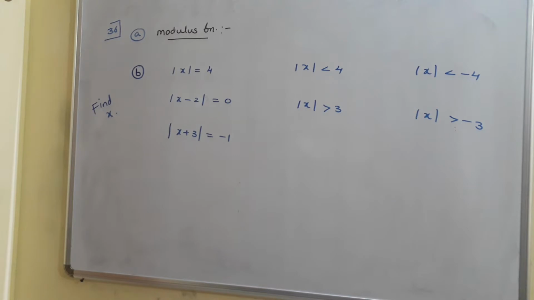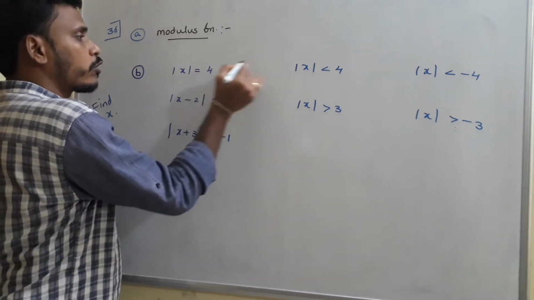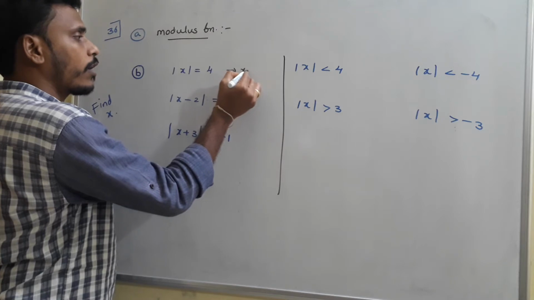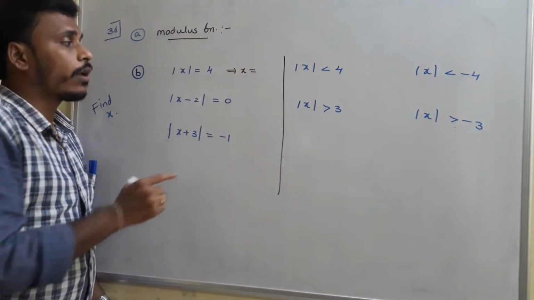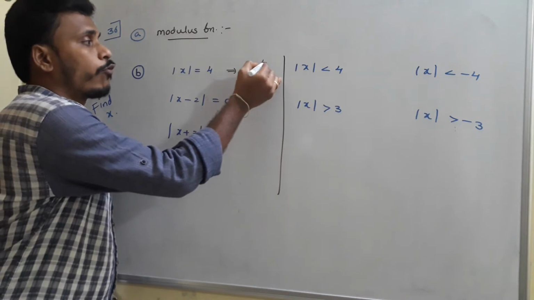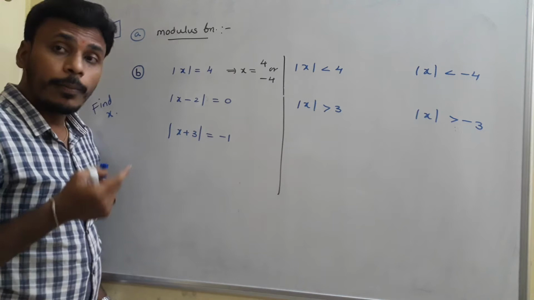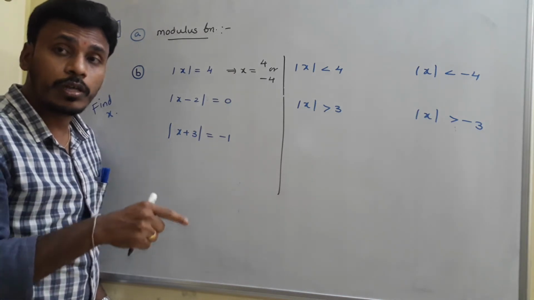So, some simple equalities and inequalities which involve modulus. Modulus of x is equal to 4. What can you say about the value of x? Since modulus of x is equal to 4, the x value may be 4 or minus 4. Why? Because we know modulus of 4 is 4, as well as modulus of minus 4 is also 4.